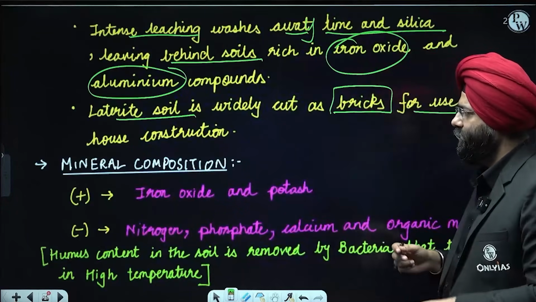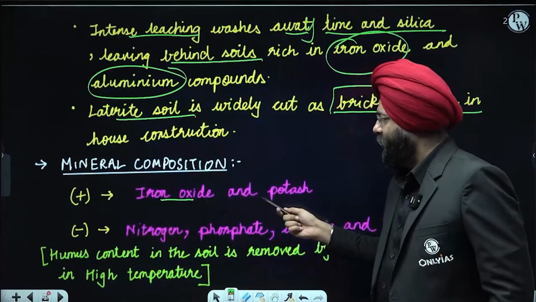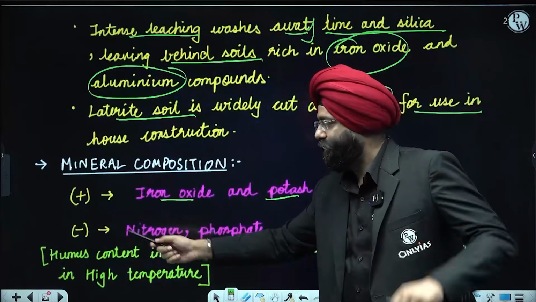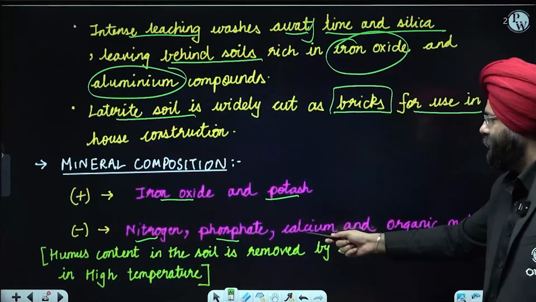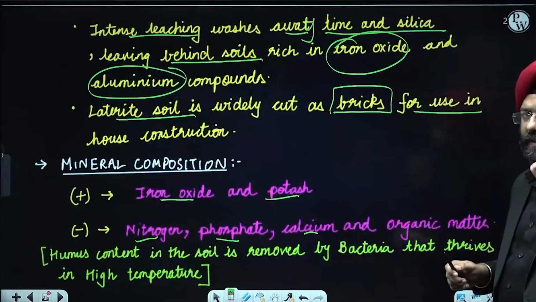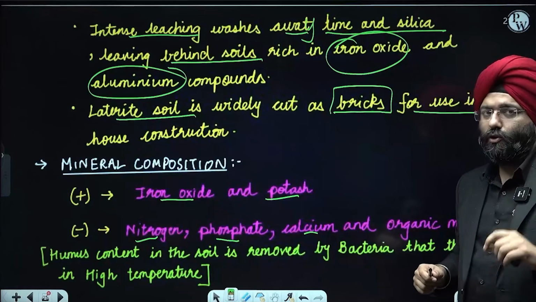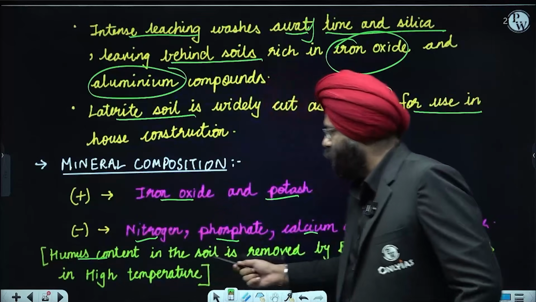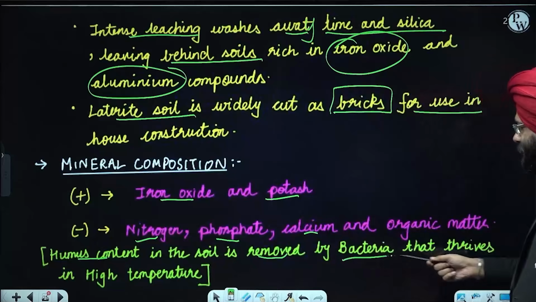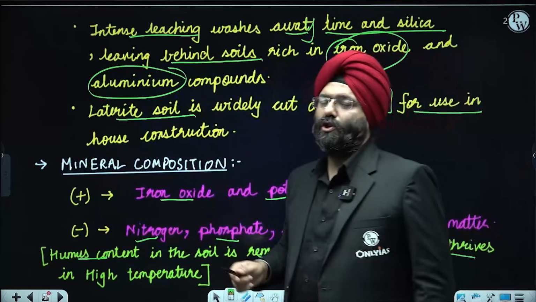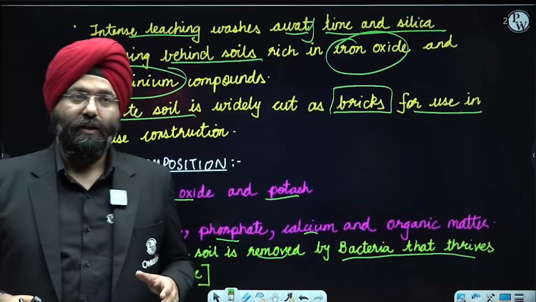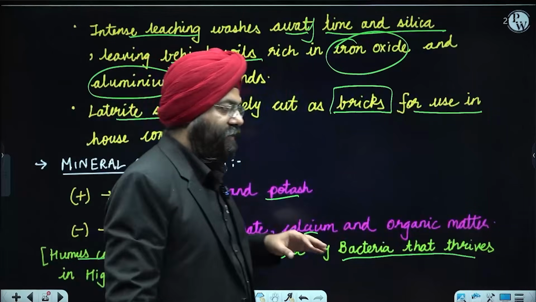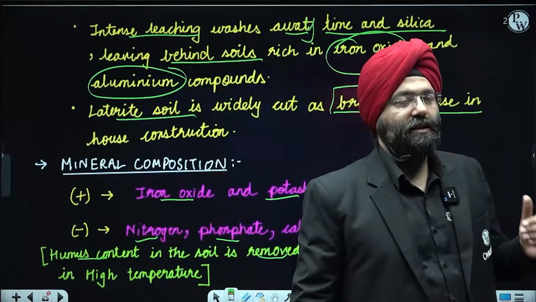See mineral composition. It is rich in iron oxides and potash. Negative over here means deficit in nitrogen, phosphate, calcium and organic matter. Something very interesting, a line that is present in the NCERT, and you should know that because it can be asked in your papers: the humus content in the soil is removed by the bacteria that thrive on high temperature. So this can be asked. What happens to the humus over here? It is the bacteria that thrive on it, and because of that the humus content decreases.